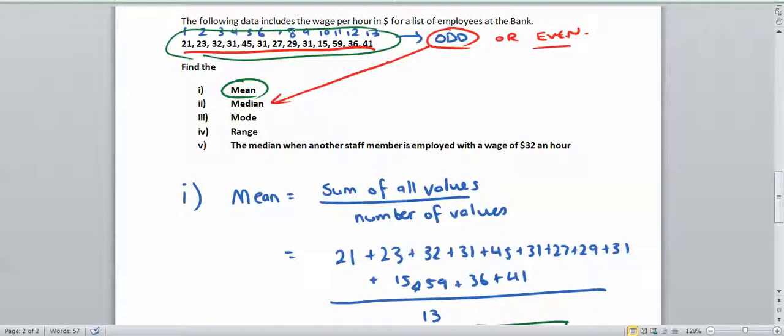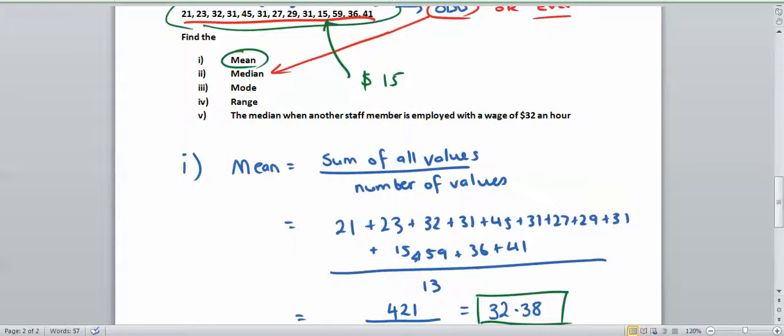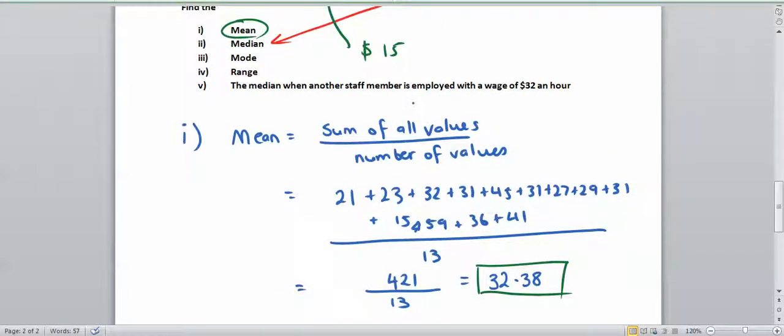Now the poor cleaner over here only gets $15. Clearly the mean, the average, is much higher than that. But you know, if you stay in school, you won't have to be a cleaner. So yeah, let's just stay in school.